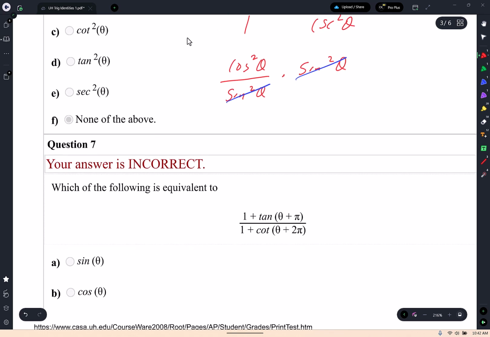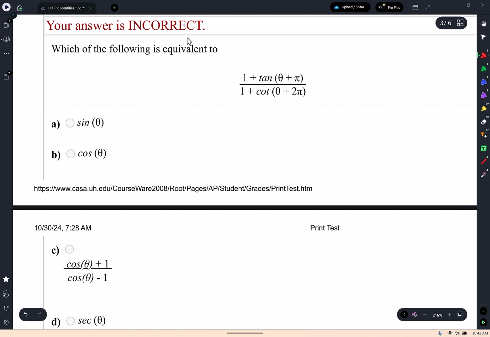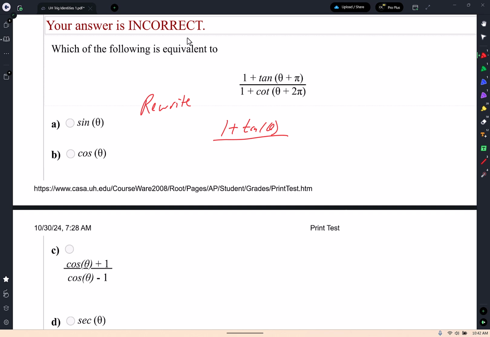All right, here we go to the next one, guys. What's 1 plus tan? Okay, so rewrite. I'm going to put the word rewrite. I don't want to see pi's in there. 1 plus tan of theta plus pi. Well, the period of tan is pi. So this theta plus pi is the same thing as just saying 1 plus tan theta. Yay or nay? And all of them, when you add 2 pi, you're going to be back in the same location. So this one's the same as 1 plus cotangent theta.